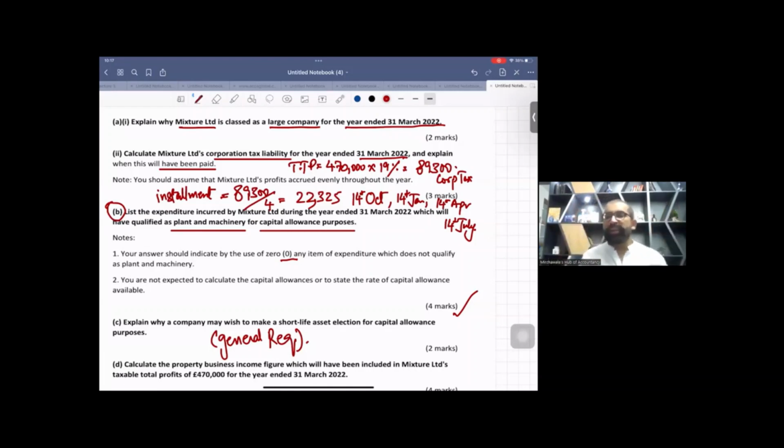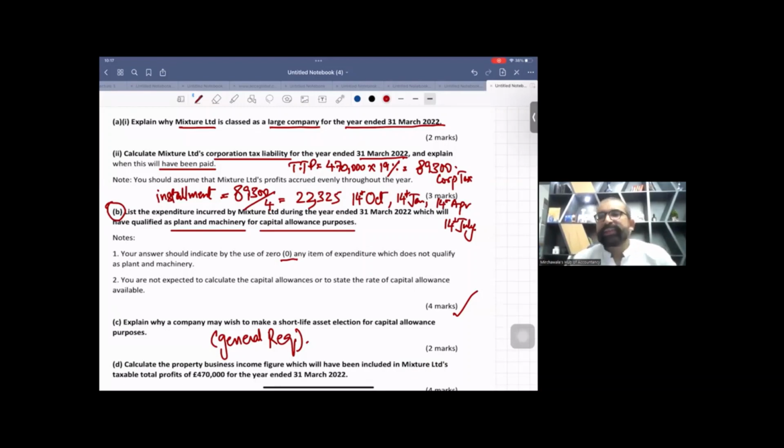Now tell me, why do we depool SLA, short life asset? It is written in my notes. You know the answer? Because we normally expect balancing allowance on the disposal of SLA. And just think, if you have depooled it, you will get immediate balancing adjustment on SLA.